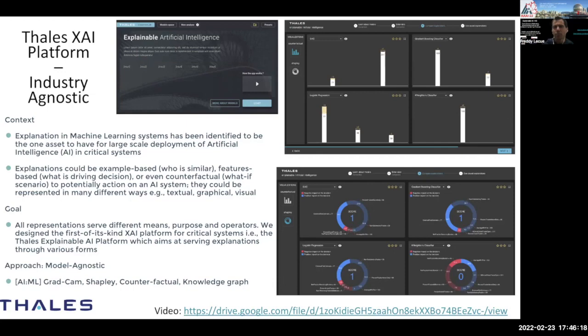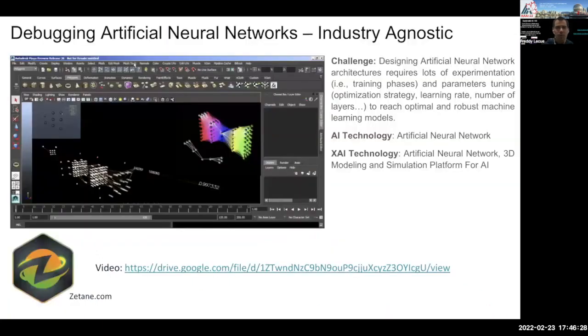We use counterfactual. We use gradient-based techniques. It's a combination with example-based techniques. That's there, and the video is available.